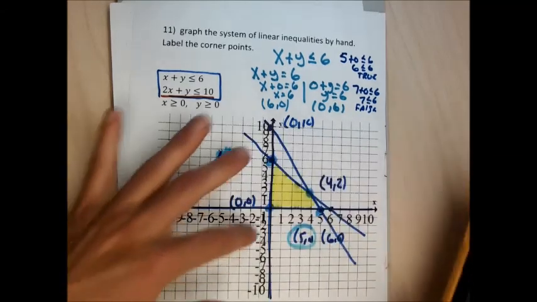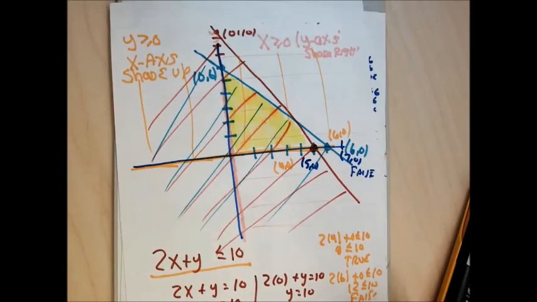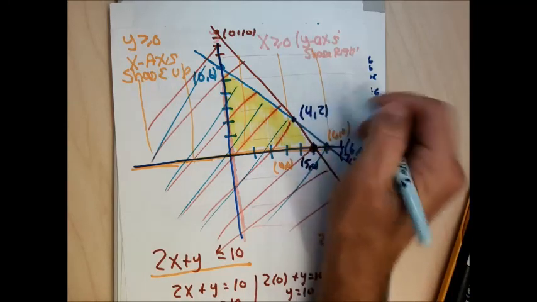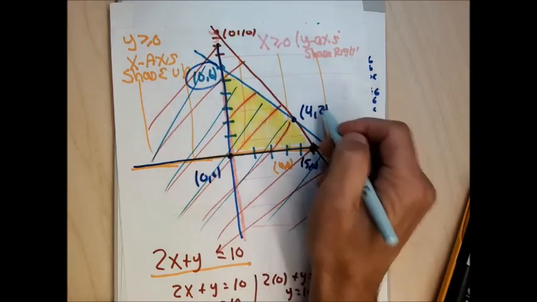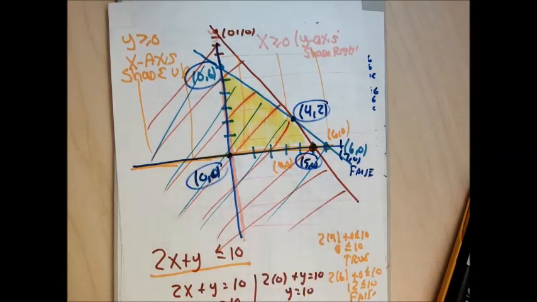This would be the perfect answer for problem 11. This would also be a fine answer. If this was your test question, as long as you took the time to label the (4, 2), (0, 0), and you might have some extra points labeled because I wound up making some extra points as I made my graph.